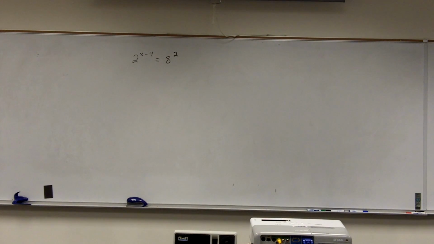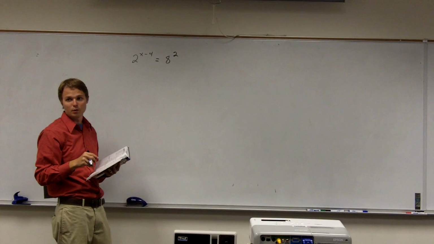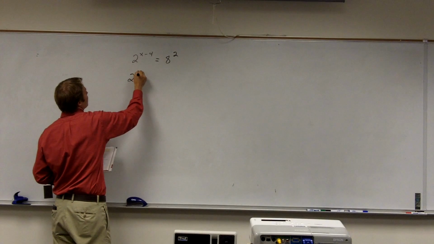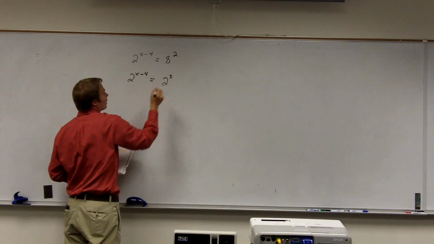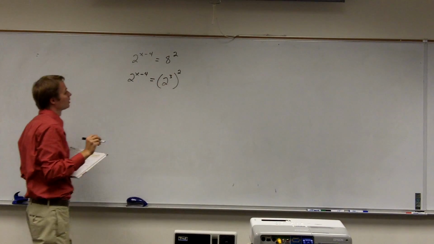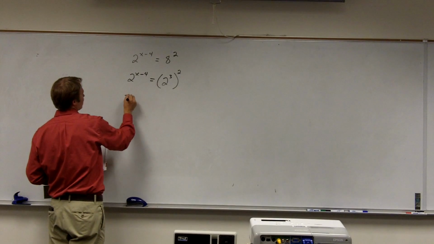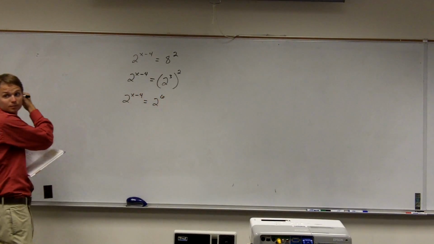There's a couple of ways to do this problem. First of all, I could try to just rewrite this so that they're both bases of 2. We already said that's a way to solve this. In fact, I could do this pretty easily. 8 is really 2 cubed, right? But then that will be 2 cubed squared. So that will really be 2 to the 6th power, right?